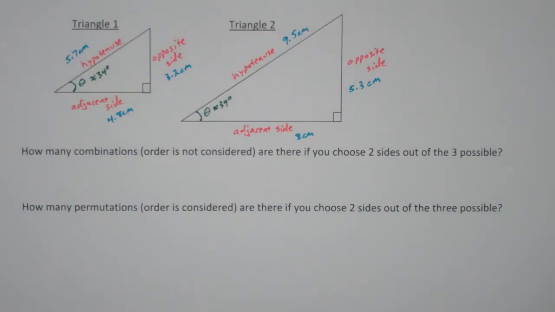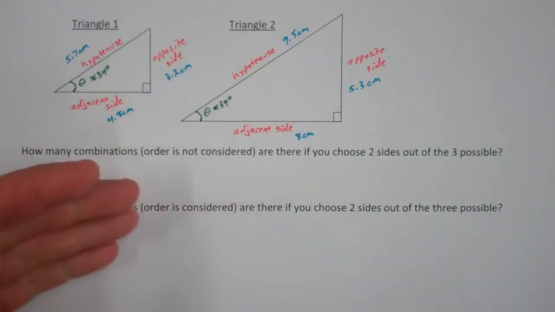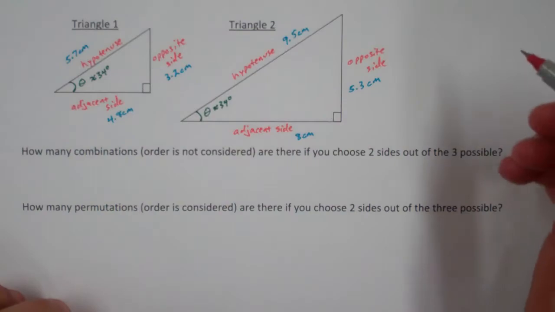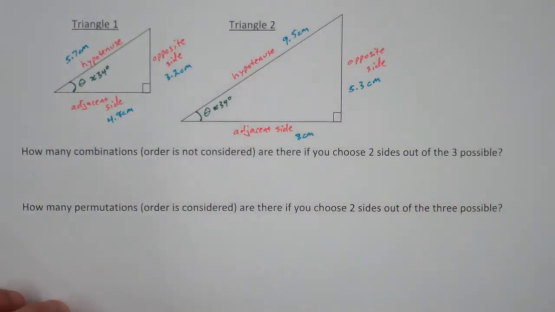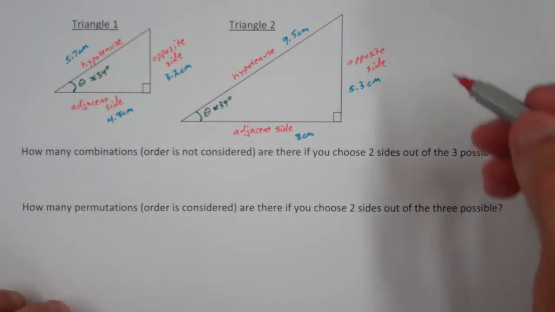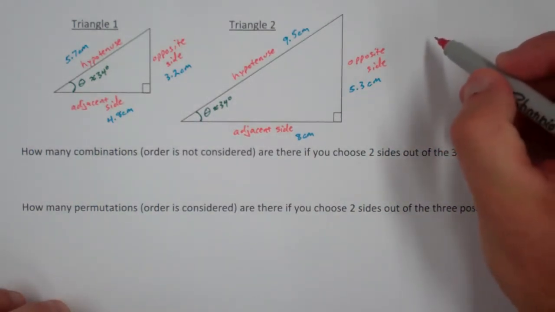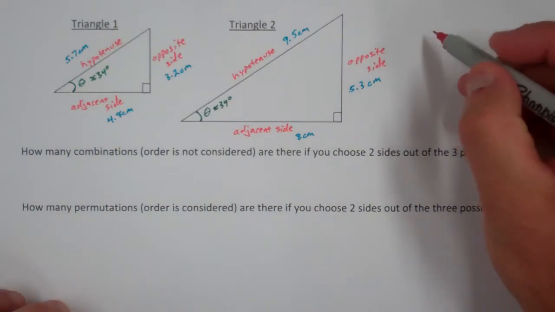You'll note from your days in geometry that these 2 triangles are similar. In other words, their sides are in the same ratio. Let's begin with discussing how many combinations, where order is not considered, there are if you choose 2 sides out of the 3 possible. To work these types of problems with combinations and permutations, sometimes it's easy to use a tree or a tree diagram.